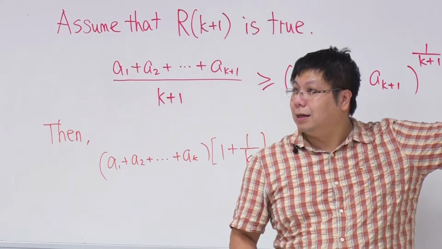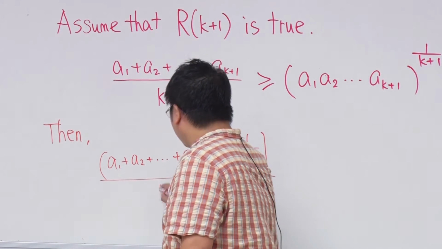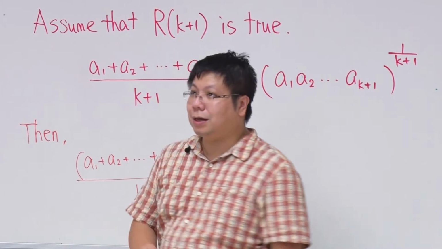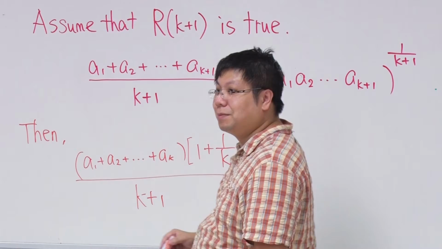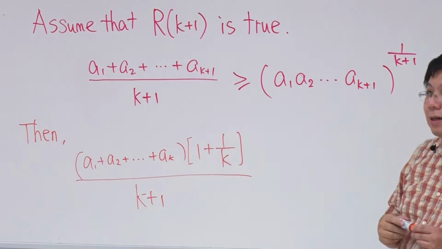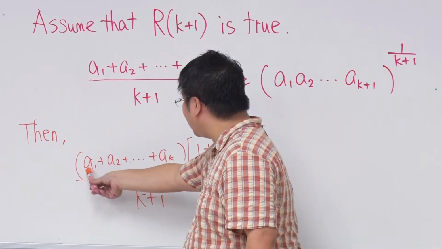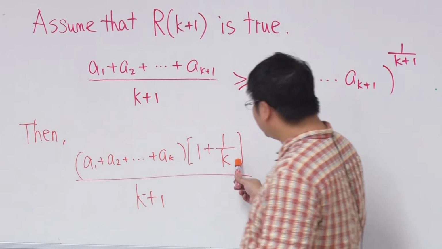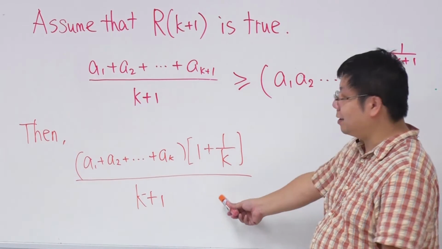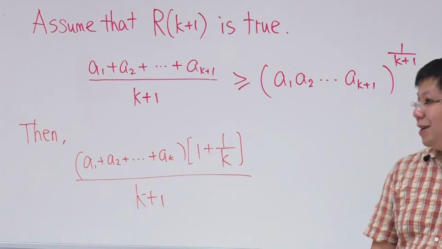Is that okay? Does that make sense? And then you divide this by k plus 1. This is what we have here. So the first A1 up to AK, I multiply by 1. And this A_{k+1}, I multiply this by 1 over k. What is it?